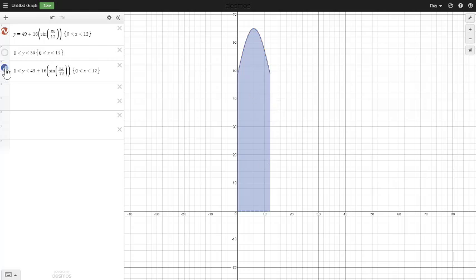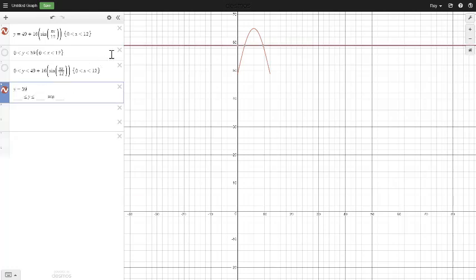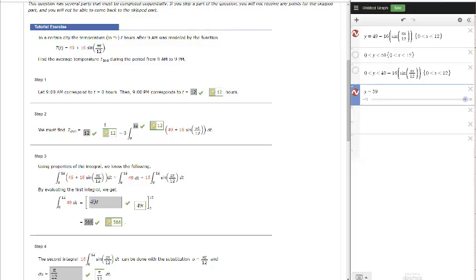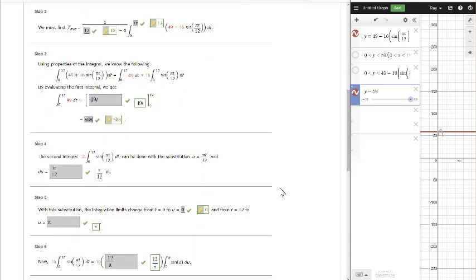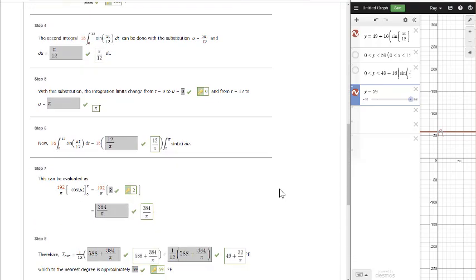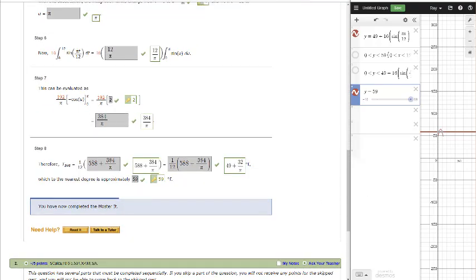The other way to interpret the average value is to say that this line y is equal to 59 is going to be the average value for all these points in this continuous graph with a sine. Okay, so that's the idea behind the graph of the average value function. Okay, I hope that helps.